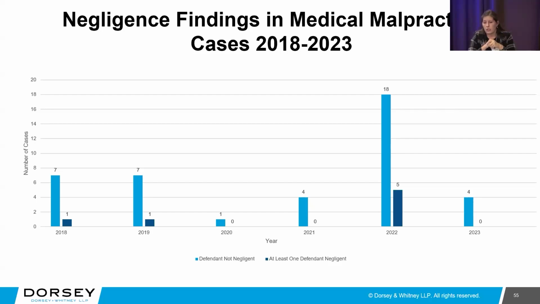Percentage-wise, in 2018 and 2019, it was an 88% defense verdict. In 2022, it dropped down to 78%. So it is a significant percentage drop. Although I will note one of the cases that came out as a plaintiff's verdict was declared a mistrial. We didn't see if that case actually ever was retried. But if you take that one out, the defense percentage goes up slightly.